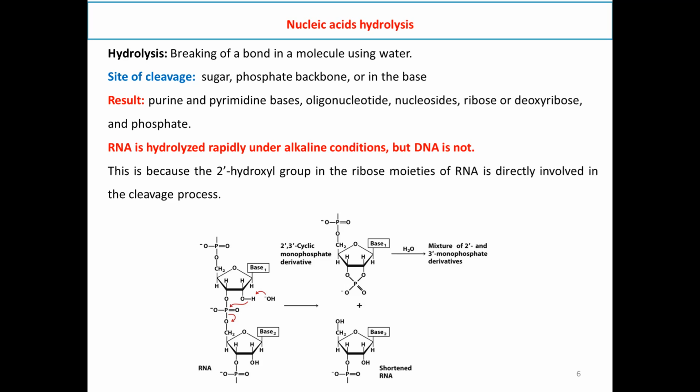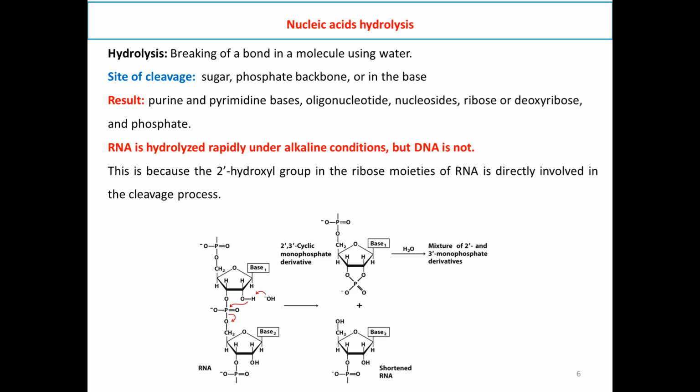RNA is hydrolyzed readily under alkaline conditions, but DNA is not. RNA contains ribose sugar having a hydroxyl group at carbon 2, but DNA doesn't have that OH group, which can participate in chemical reaction. So under alkaline hydrolysis, only the RNA will hydrolyze to give different products.